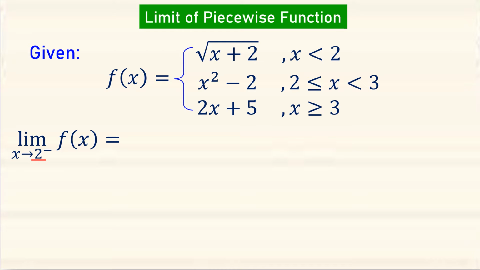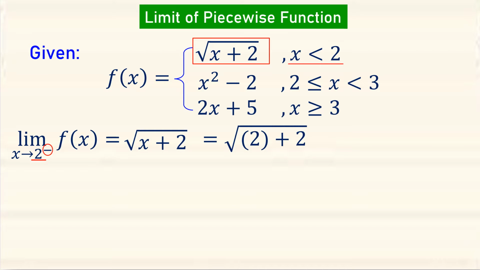So in here, take a look at 2 and then the negative, or from the left. We are going to take a look at x less than 2, so we have to use this function. f(x) is equal to the square root of x plus 2. And then we are going to substitute the value of x. So x will become 2, and then we have the square root of 4, and the square root of 4 is equal to 2. So that is the limit of the function as x approaches 2 from the left.